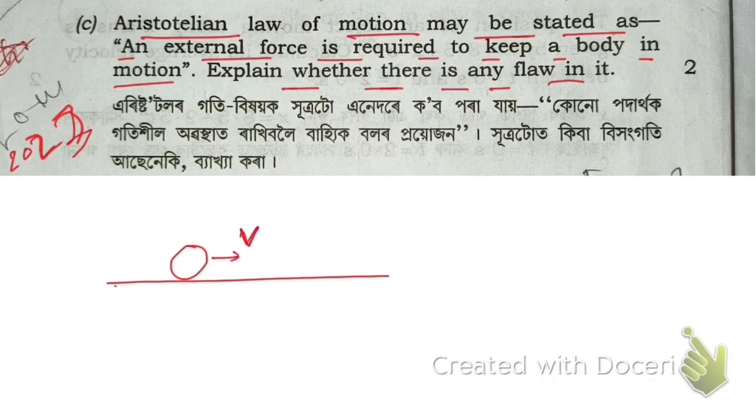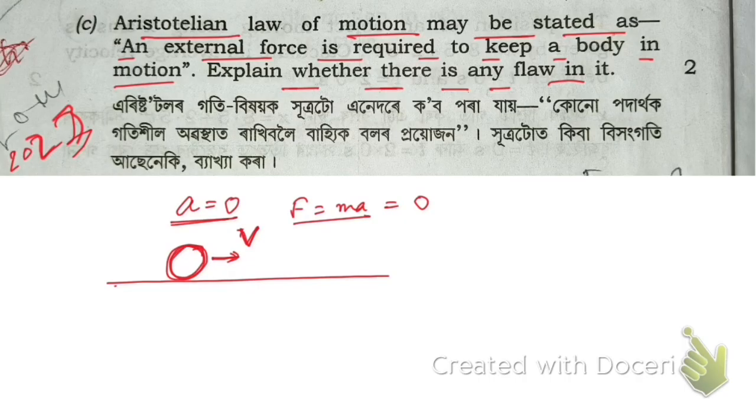Just if you pushed it once, and once it started moving, suppose it is moving with constant velocity, then you are not applying any force, but it is moving with constant velocity. If the velocity is constant, that means there is no acceleration. Acceleration is 0. If acceleration is 0, according to this formula F equal to ma, force is going to be equal to 0. So without any external force, a body which is already in motion will continue its motion without any external force, right? That is the flaw here.